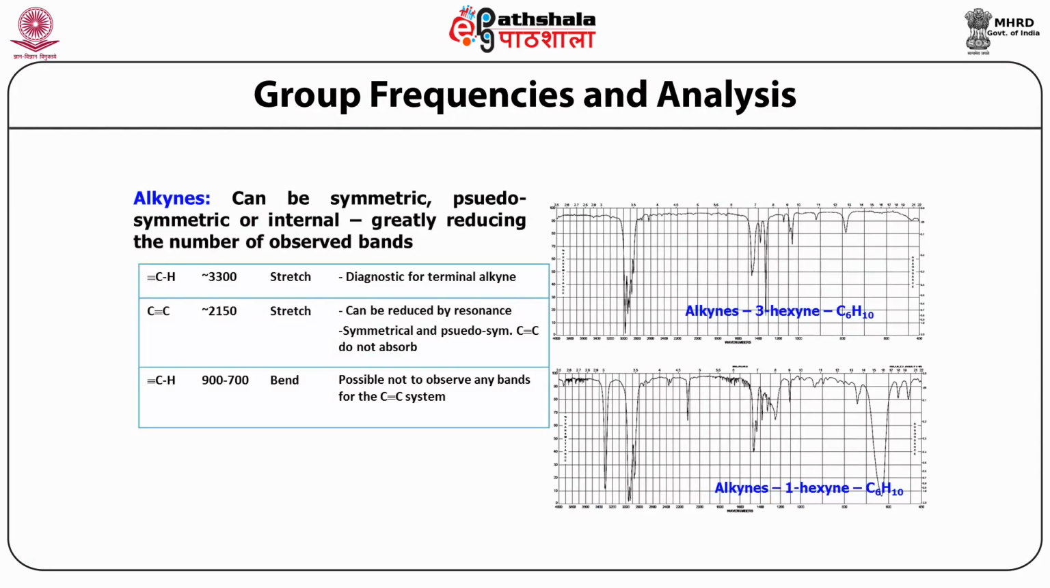Next is the spectrum of alkynes. You can see the spectra of 3-hexyne and 1-hexyne, and the information about it: the alkyne can be symmetric, pseudo-symmetric or internal, greatly reducing the number of observed bands. Carbon-hydrogen stretching vibration at 3300 is diagnostic for the terminal alkyne. The carbon-carbon triple bond stretching vibration at 2150 can be reduced by resonance. Symmetric and pseudo-symmetric carbon-carbon triple bonds do not absorb, and carbon-hydrogen bending is around 900 to 700. It is possible not to observe any bands for the carbon-carbon system.